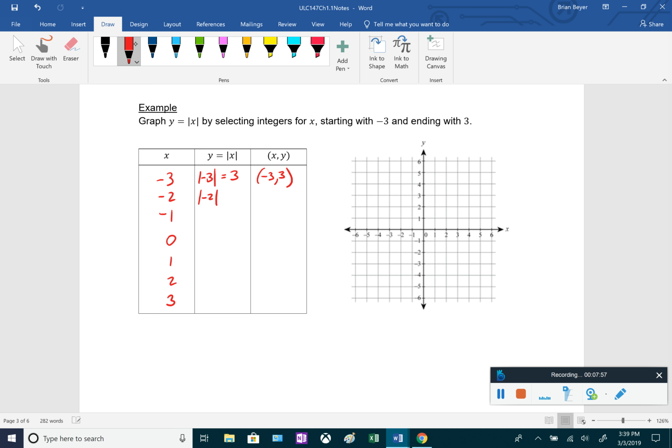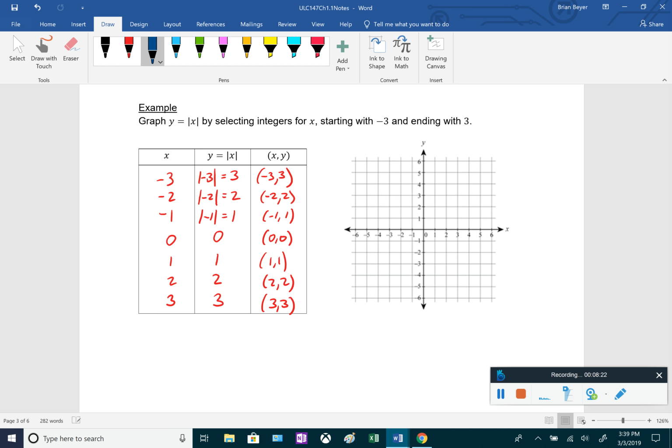Next, we have -2. The absolute value of -2 is 2. So that's -2, 2. Absolute value of -1 is 1. That's -1, 1. Absolute value of 0 is 0. Absolute value of 1 is 1. Absolute value of 2 is 2. Absolute value of 3 is 3. So writing these as xy coordinates, we get all of these.